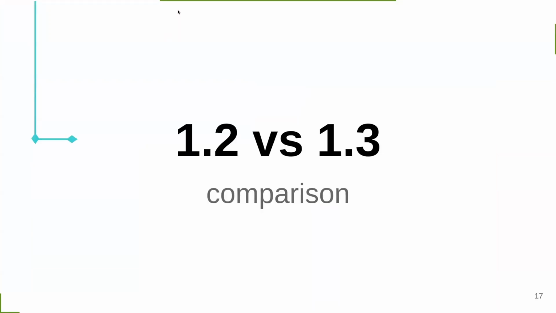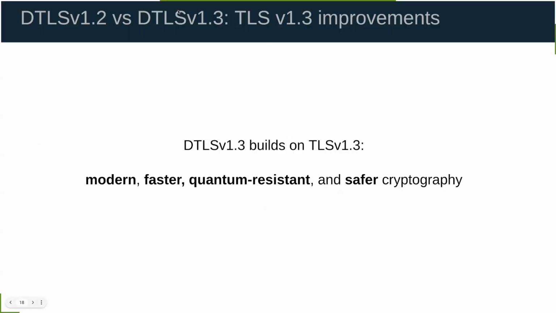So now that we covered some basics of DTLS, we are going to go over a comparison between the older version and the new one, just to see what changed. First of all, we have to remember that DTLS builds on top of TLS. So DTLS 1.3 builds on top of TLS 1.3. So all the improvements of the TLS 1.3 version are gotten for free in DTLS 1.3.